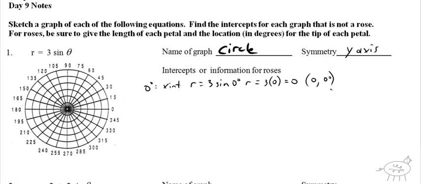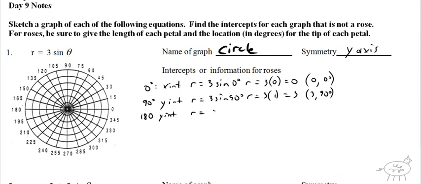That's my first coordinate. The next one is going to be 90 degrees, which is a y-intercept. So r equals 3 sine of 90. 3 times sine of 90, which is 1, so it's 3. So we're going to graph, remember, r comma theta, so 3 comma 90 degrees. The next one's going to be 180 degrees, the x-intercept. r equals 3 sine of 180, which is again 0, so 3 times 0 is 0. So it's going to be 0 comma 180.